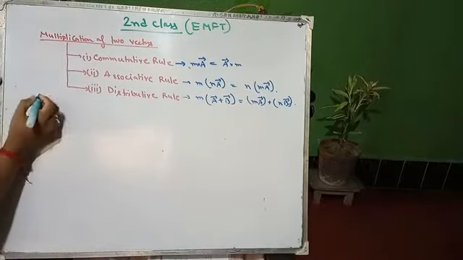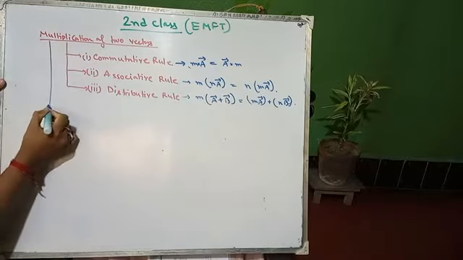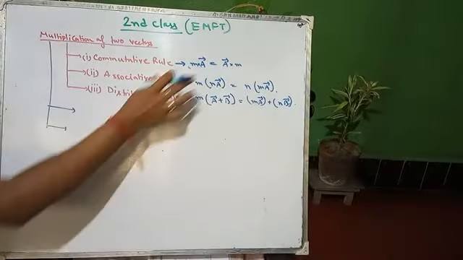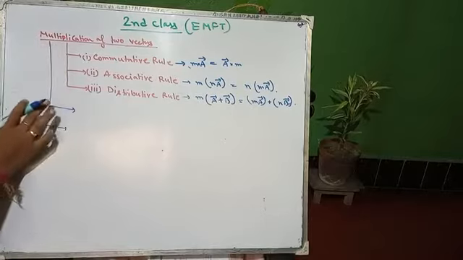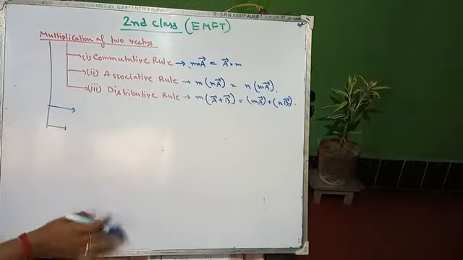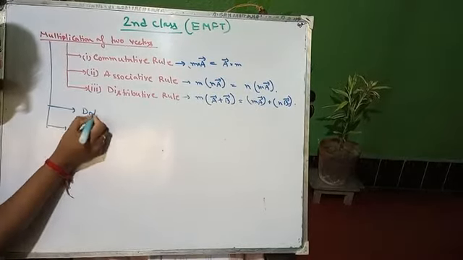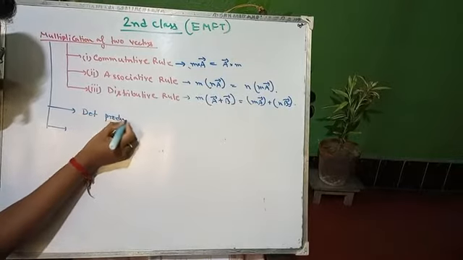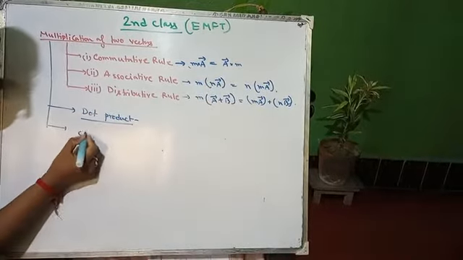Now classification of multiplication. Multiplication is again classified, according to rules, there are three rules, and multiplications are classified into two categories. First one is dot product, and second one is cross product.